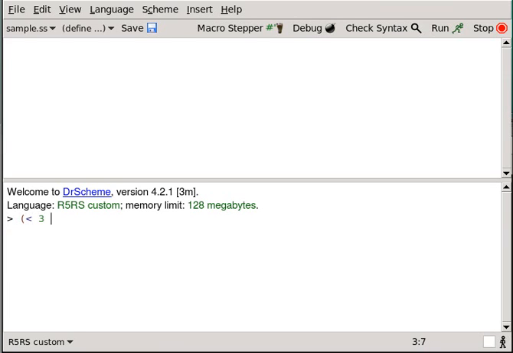It's like less than 3, 6, that's fine. Less than or equal to 3, 3. And then greater than, it's like that. Greater than 3, 2. Yes. Greater than or equal to 3, 3. 3, 2, even. Yes, yes, yes, alright. Then there's ABS, which is absolute value.